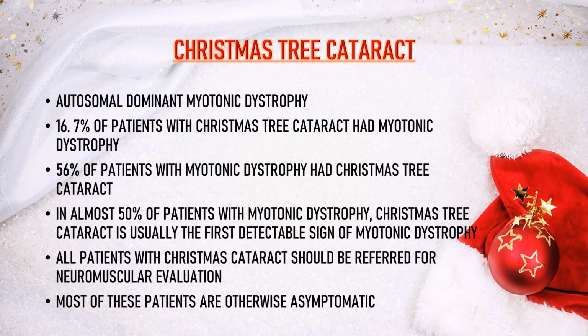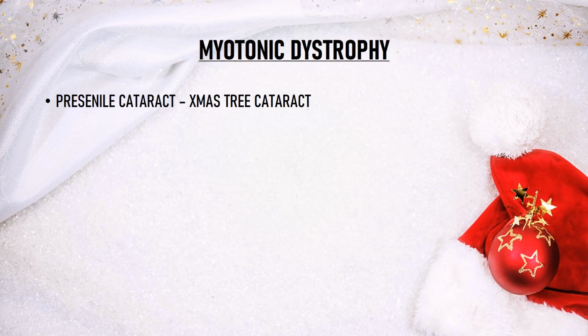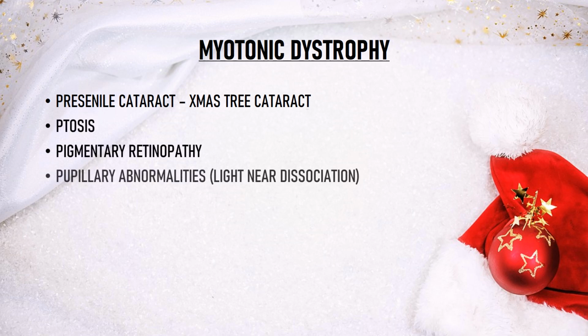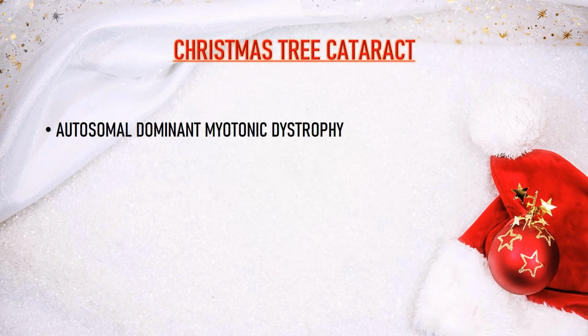Thus, all patients with Christmas tree cataract should be referred for neuromuscular evaluation because most of these patients are otherwise asymptomatic. Myotonic dystrophy has other ophthalmic features as well. These include ptosis, pigmentary retinopathy, pupillary abnormalities, mainly light near dissociation, and reduced intraocular pressure. These features are collectively known as the 5 Ps. Christmas tree cataract has also been reported in patients with hypercalcemia, though in most cases it is idiopathic.